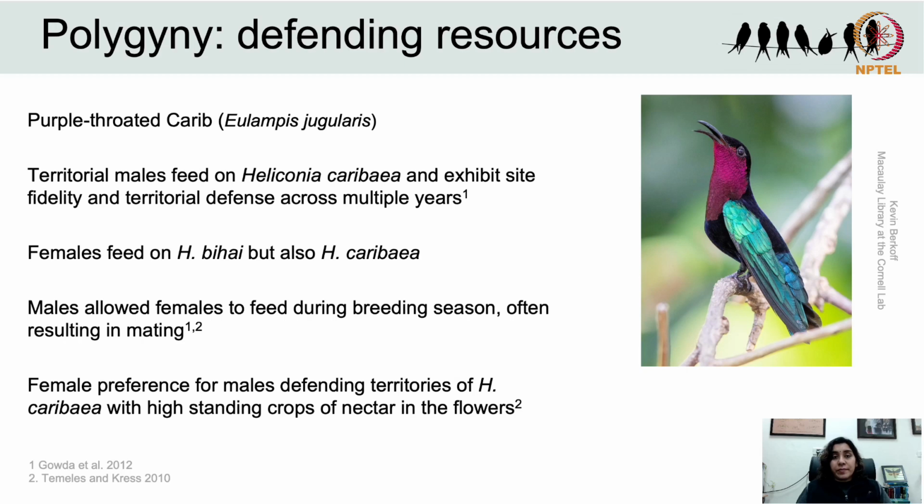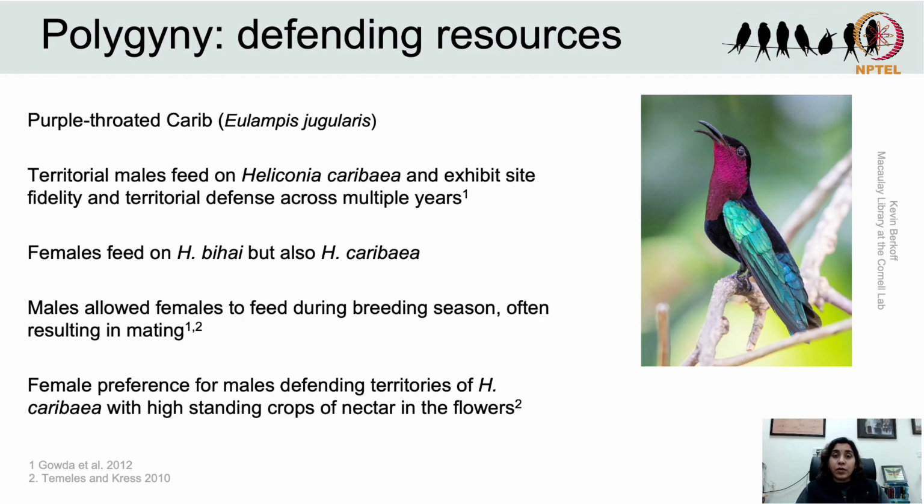The purple-throated carib is a sexually monomorphic hummingbird native to the mountainous islands of the Eastern Caribbean. However, males are larger than females, and studies have found that males feed on Heliconia caribaea, whereas females feed on different Heliconia species, Heliconia bihai. But they also feed on Heliconia caribaea. Males defend their territories, which include a rich source of nectar from flowers of these Heliconia plants, and they exhibit high levels of site fidelity, defending the same plant across multiple years, as found by Dr. Vinita Gowda.